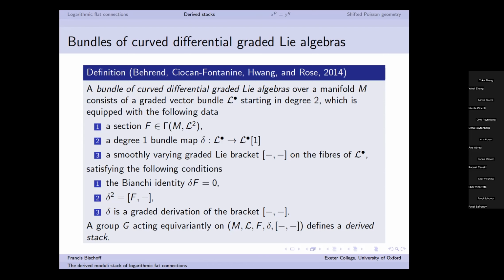One is the Bianchi identity, which is that F is in the kernel of delta. Two is that the square of this D is not 0, it's equal to bracketing with F. And third, we have some type of Leibniz rule for this D with respect to the bracket. So that's going to be our model of a derived manifold. And if we have a group that's acting equivariantly on everything, then we can take this to define for us a derived stack.